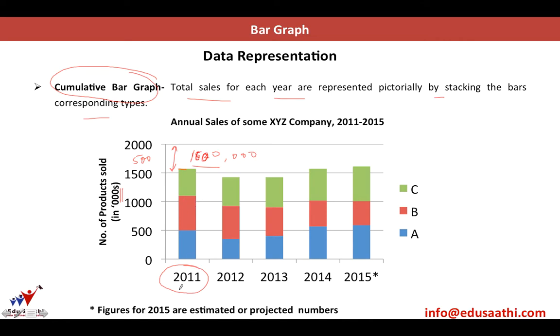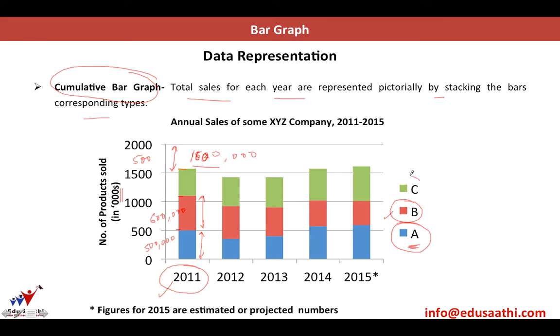Now this gives me the total number of products sold in 2011. Let's check if I want to know the number of units of this product A sold in 2011. So what I'll do is I'll only look at this height here. So this gives me 500,000 for product A. Similarly, if I have to look for product B, I'll have to look at this height. So this height is from 500 here till about 1100 here. So this gives me 1100 minus 500, or 600,000 products of this type B.